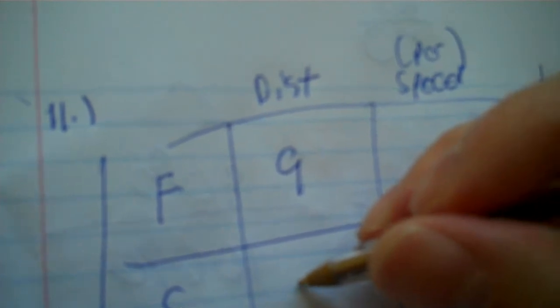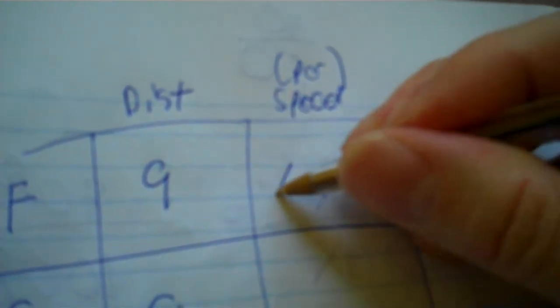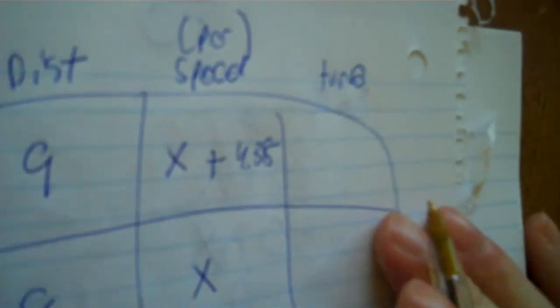So you want to set up that table. You got fast and slow. Distance, speed. Speed means there'll be a per with it. And then the time. So the distances are given to us. We know the fast one went 9. The slow one went 8. The speeds are unknown, but we do know that one went 4.38 kilometers per hour faster. So the faster plus 4.38. Now that's still unknown, so I put an x plus that number, and then just a solo x there.